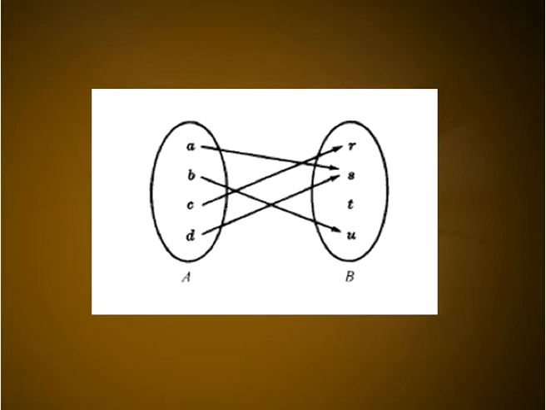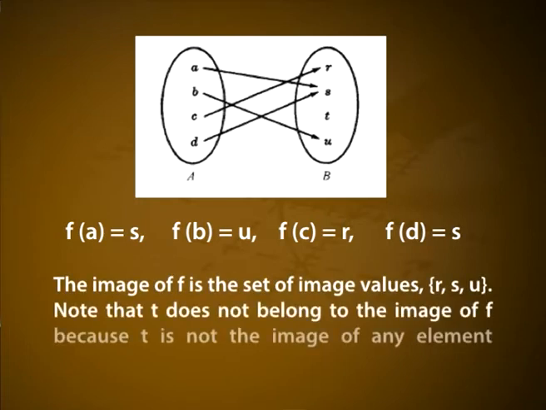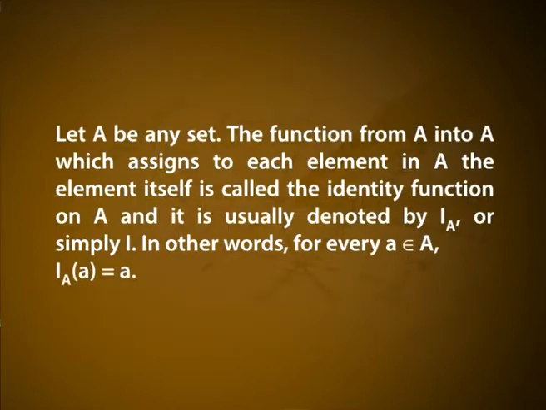The figure shown defines a function f from the set A = {a, b, c, d} into the set B = {R, S, T, U} in the obvious way. Here f(a) = S, f(b) = U, f(c) = R and f(d) = S. The image of f is the set of image values, the set {R, S, U}. Note that T does not belong to the image of f because T is not the image of any element under f.